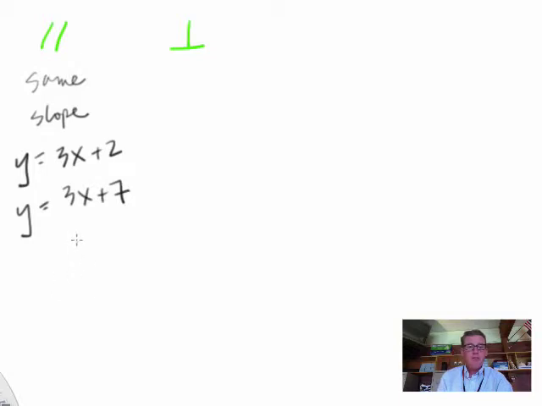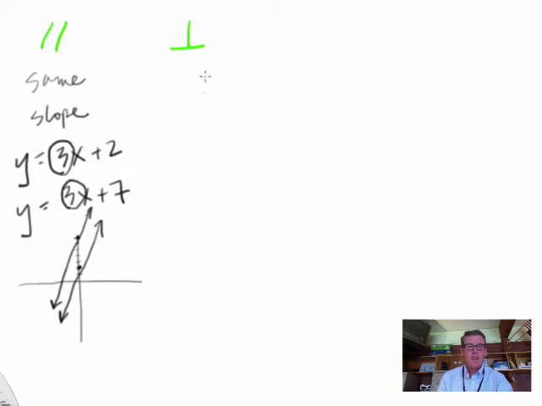And if I was to graph these two, I know one of them is going to have a y-intercept at 7, 1, 2, 3, 4, 5, 6, 7, and then a slope of 3, so I'm going to have a line that goes like this. I could also graph the other one at a y-intercept of 2, and I'm going to get a straight line with a slope of 3 right there. So what I'm looking for is specifically that same slope.